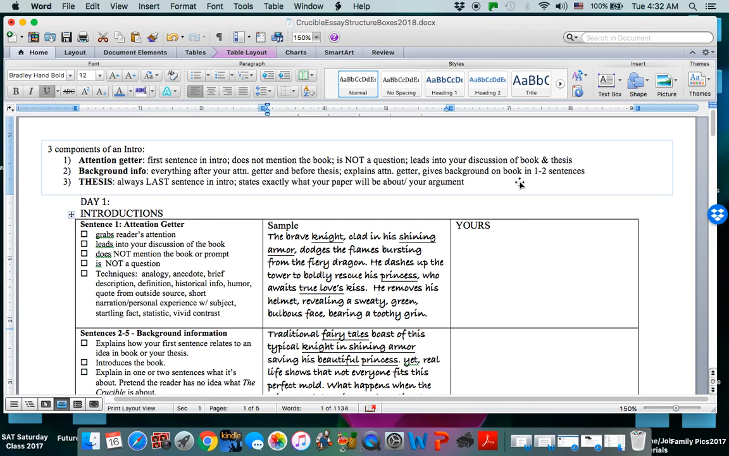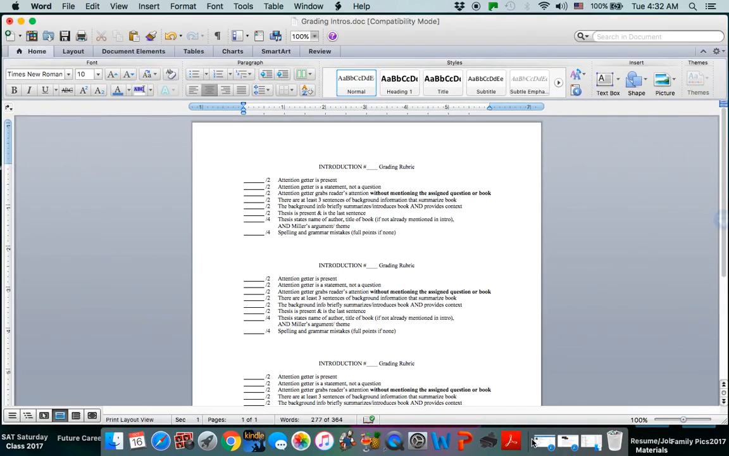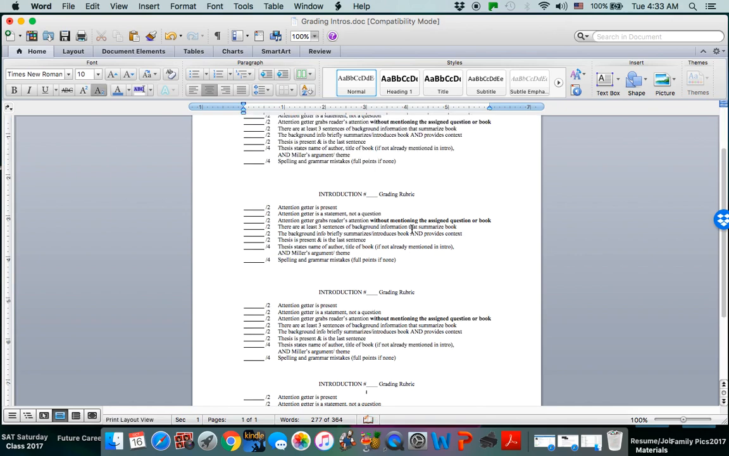I want you to find the worksheet that looks like this: student intros from the Crucible essays. I'm going to have to flip back and forth between screens, but you guys have the papers in front of you. So you have this paper, and then you also have another sheet that says grading intros. You're actually going to fill this part out. Let me make this a little bit bigger.